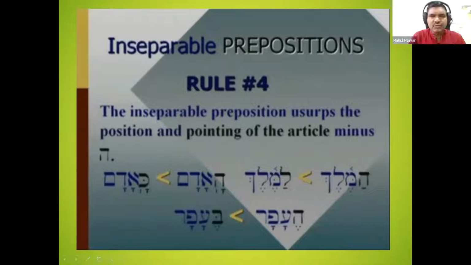Then the fourth rule we saw is inseparable preposition usurps the position and pointing of the article minus he. For example, hammelek, he will be omitted and instead of that it will come lammelek. Ha'adam, he will be omitted and instead of that will come a preposition kaf, ka'adam. Similarly, he afar with be'afar.